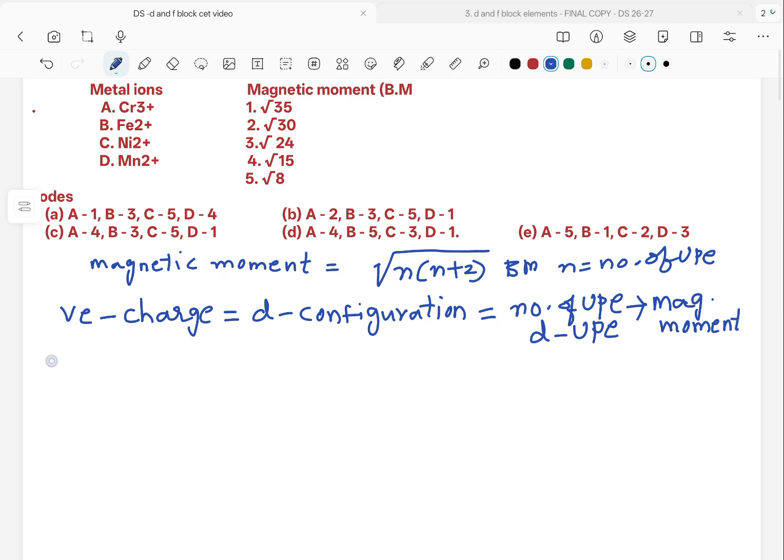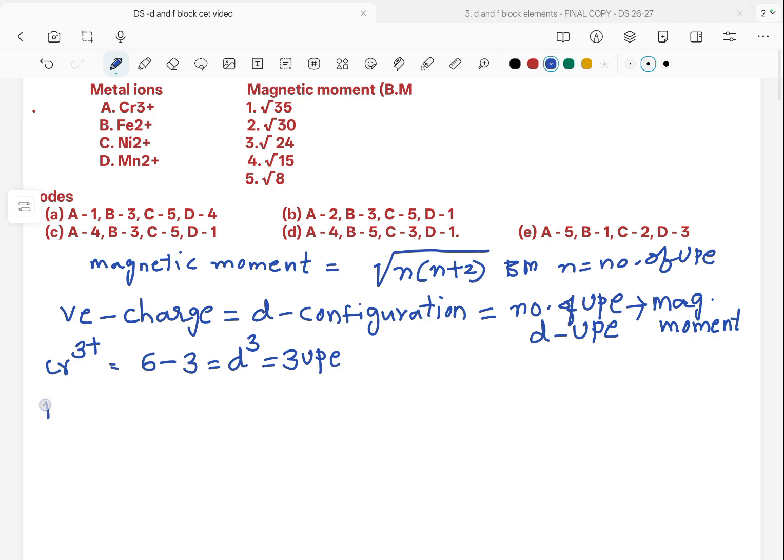Let's take the examples. Cr3+. Valence electrons of chromium is 6. Charge given here is 3. Therefore, the D configuration is D3. There are 3 unpaired electrons in Cr3+.